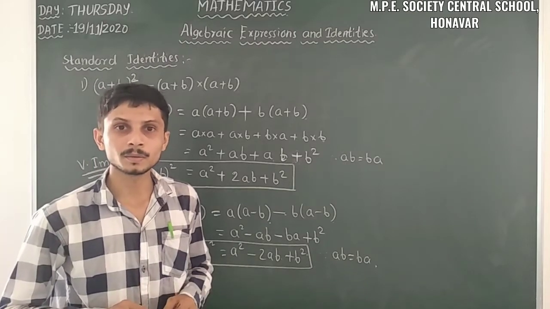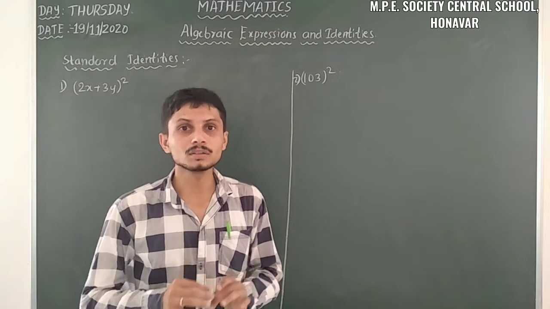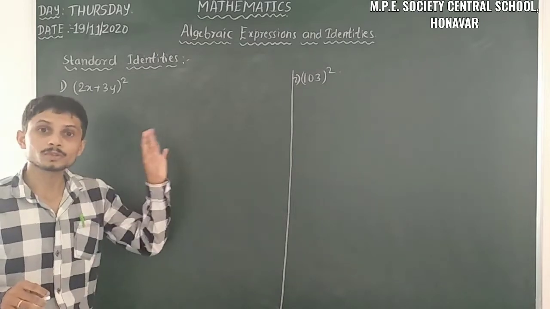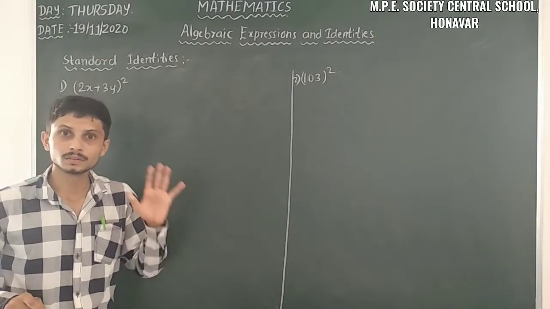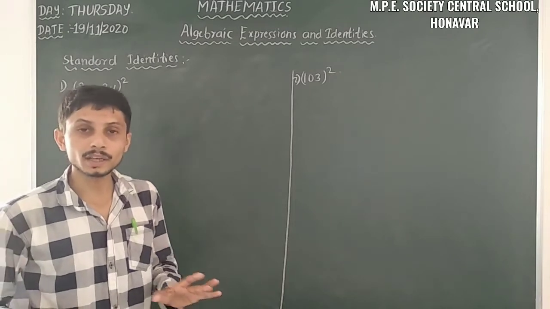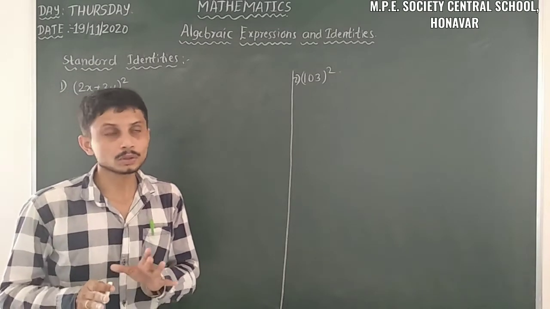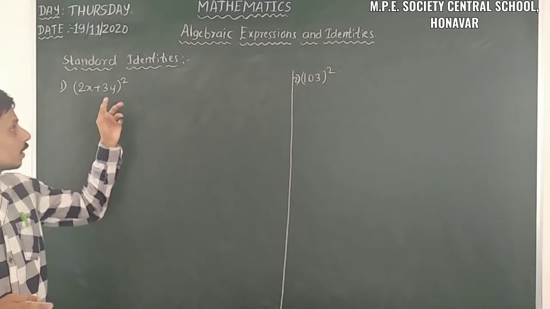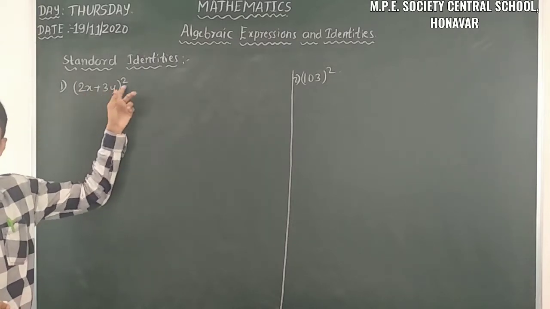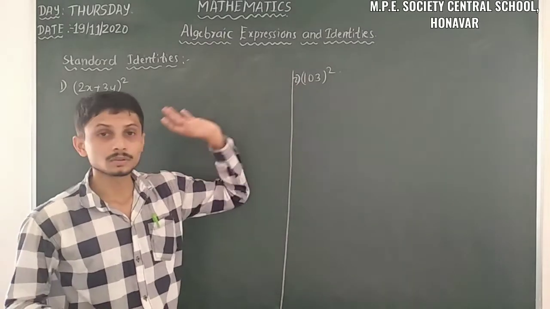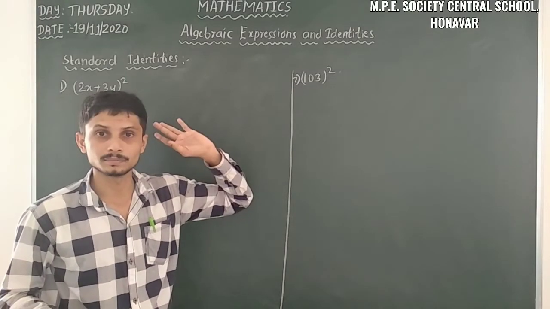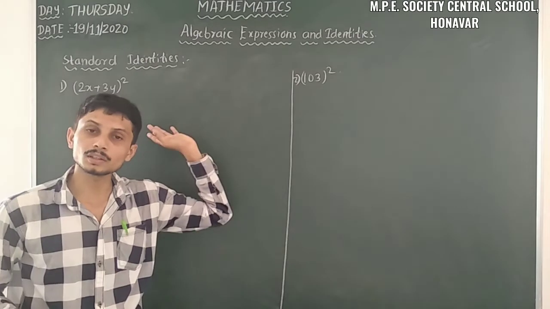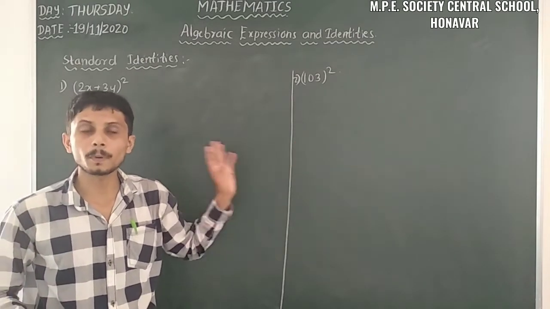So let us take some problems based on these two standard identities. There are two forms of questions for each standard identity. Here I am taking (a plus b) whole square. Just observe, it is an algebraic expression type problem: 2x plus 3y whole square, which is in the (a plus b) whole square form. Another is the numerical form, that is 103 whole square. Both are solved with the help of identities.